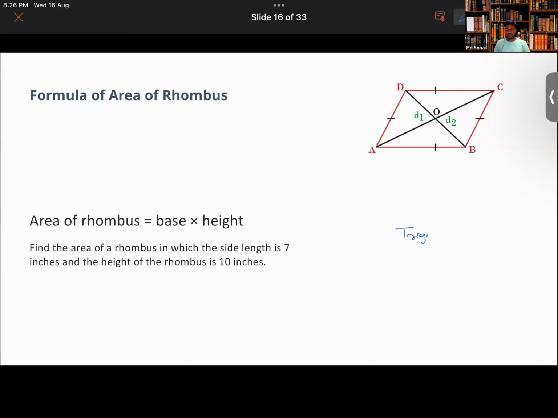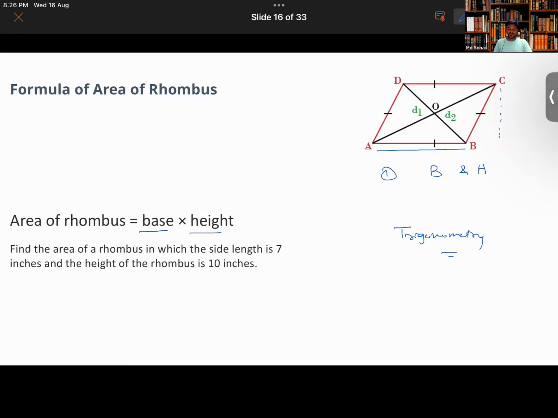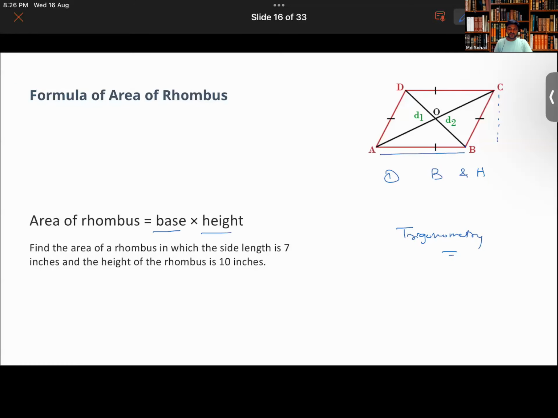Okay. So the three methods include what? In the first method, if the base and height are given, you can calculate it very easily. Simply base multiplied by height will give you the answer. If you have this base over here and the height is also given, you can calculate it. Okay, but what if the height is not given?